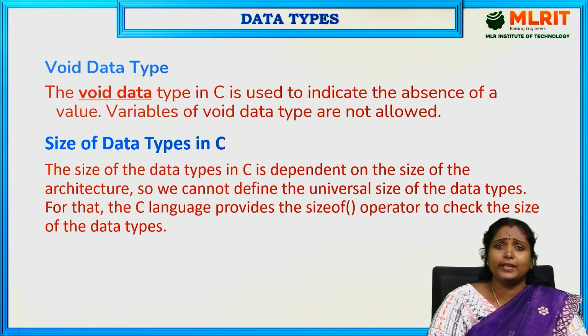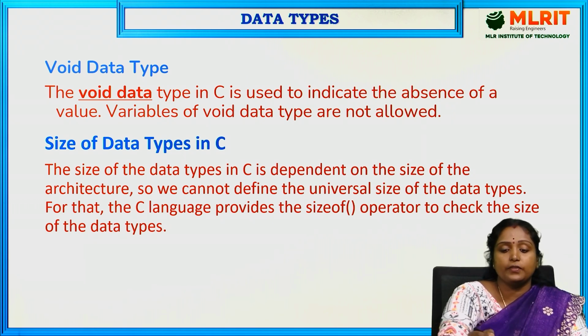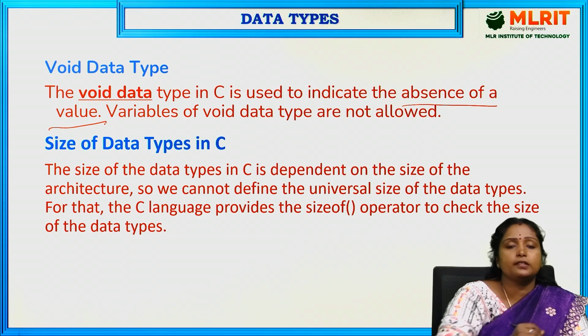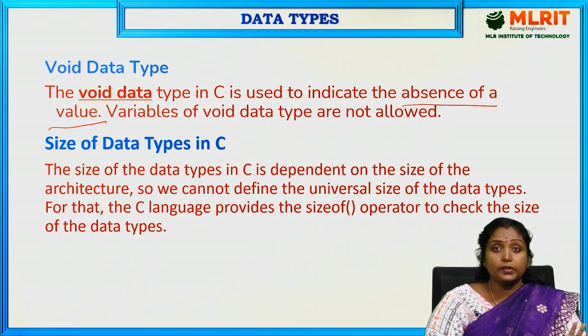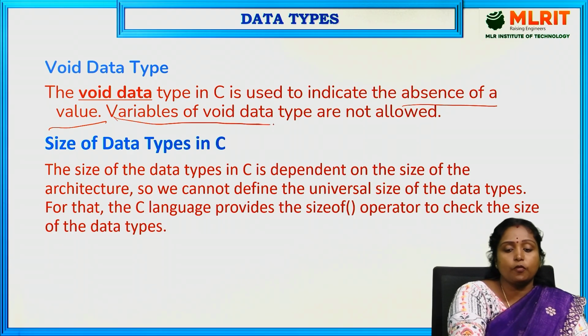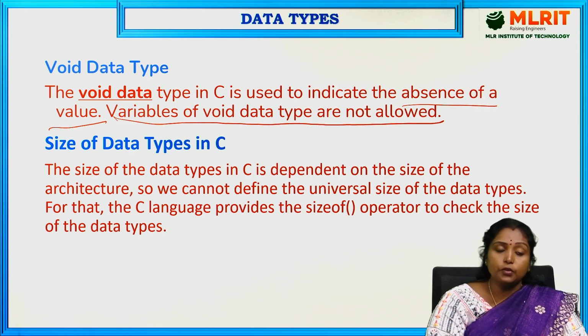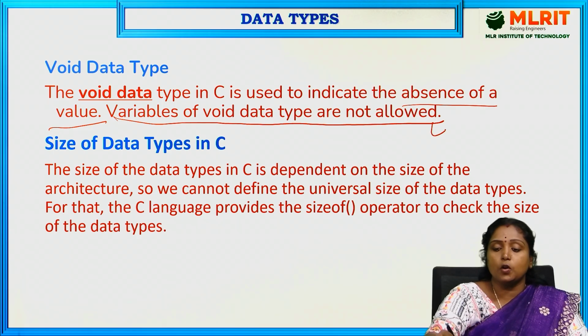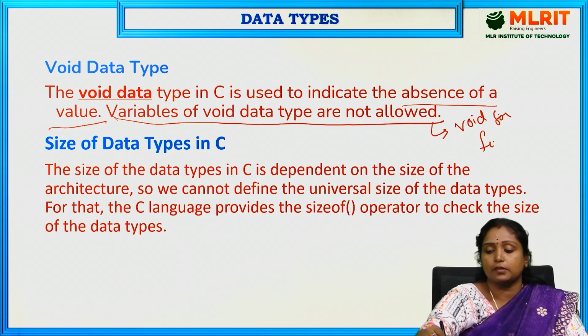Coming to the next data type, void. The void data type is used in C to indicate the absence of a value, which means no value will be stored here, and we will not use void to create variables. We can't use void to create variables, so variables of void data type are not allowed. Where is it used? It is used with functions, to indicate that a function returns nothing.